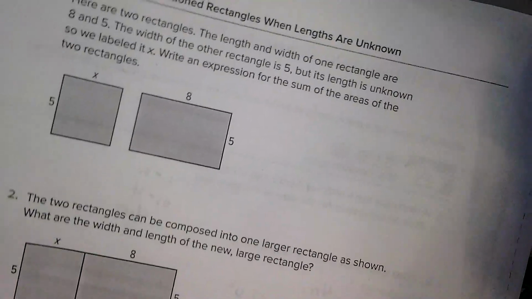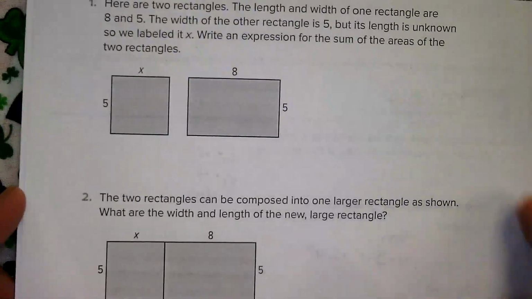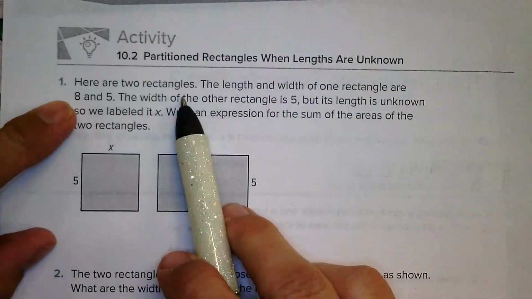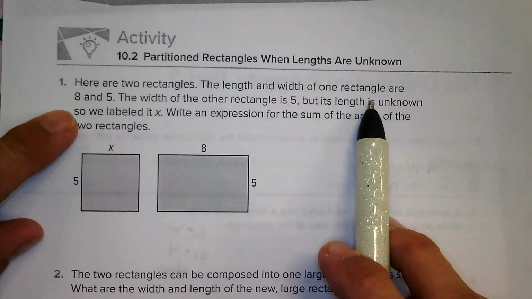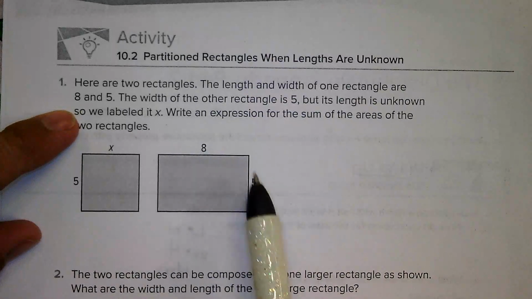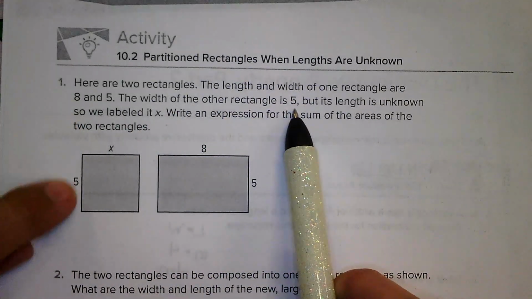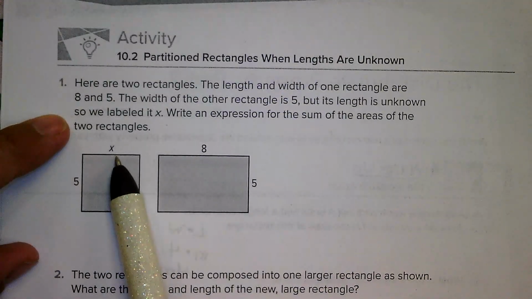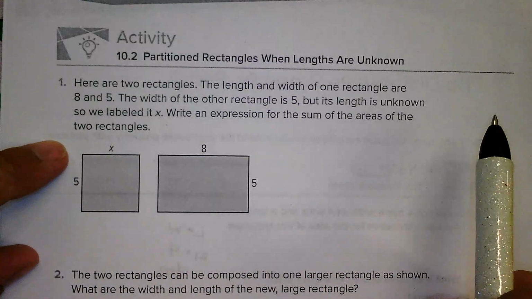Okay. Now turn to the section in your notes marked activity. And we have a couple of questions on that. Okay, the first one says, here are 2 rectangles. The length and width of one rectangle are 8 times 5. The width of the other rectangle is 5, but the length is unknown, so it's labeled as x. Write an expression for the sum of the areas of the 2 rectangles.